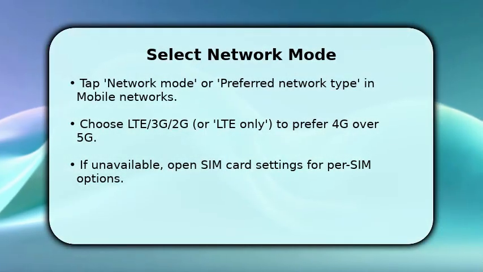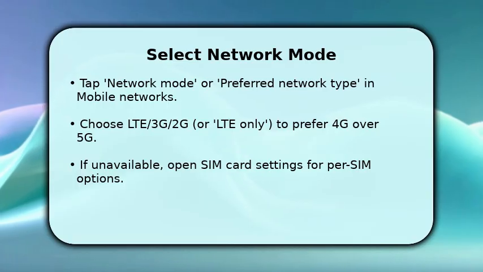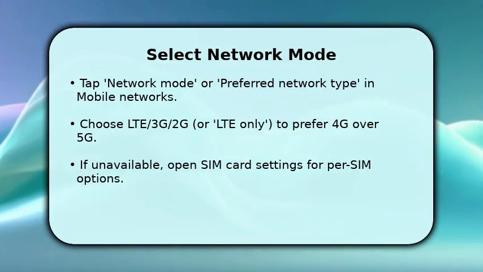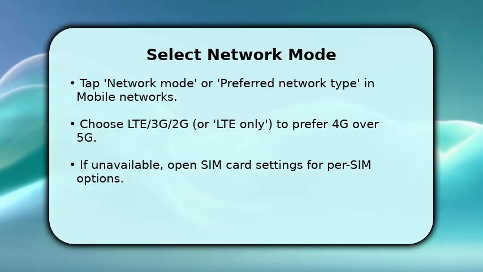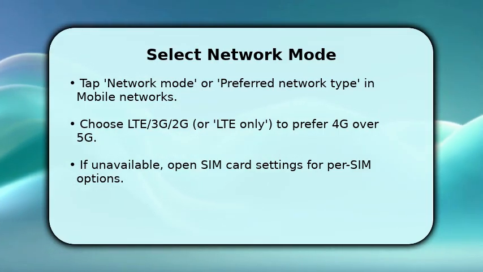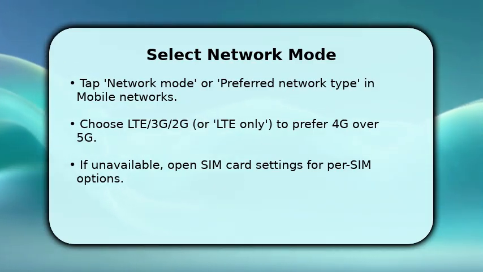You now change the preference so the radio prefers 4G. Tap Network Mode or Preferred Network Type. Manufacturers label it slightly differently, so look for similar wording. Next, pick an LTE/3G/2G option or an explicit LTE-only choice to force 4G instead of 5G.